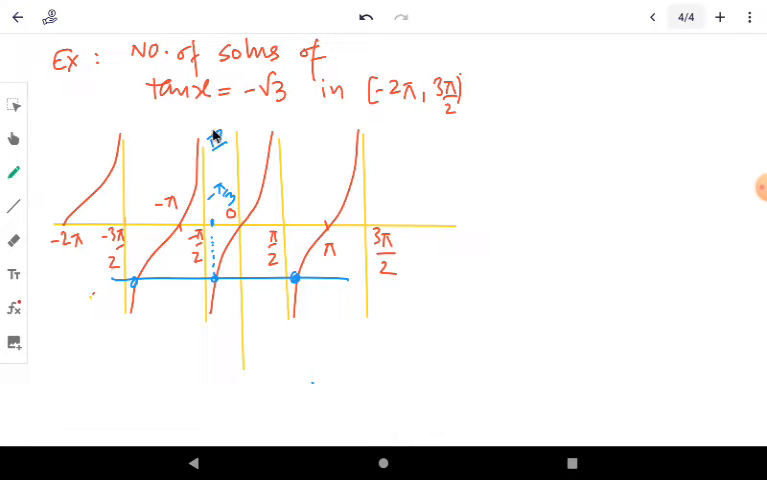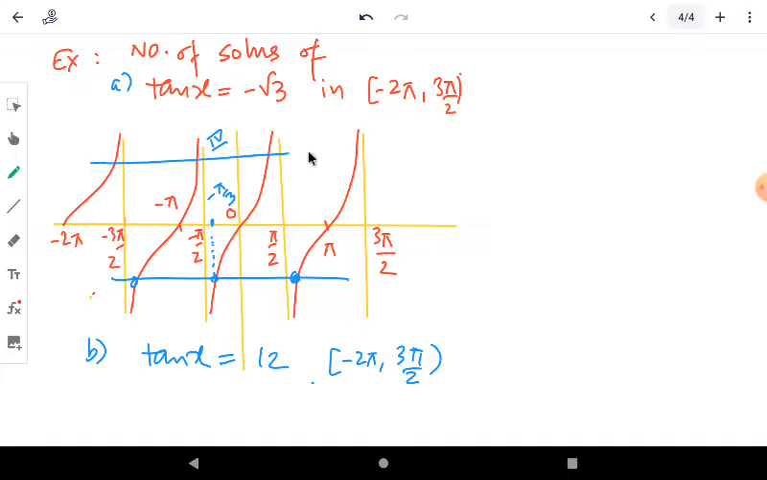Or for example, let's take tan x equals 12 in the same interval, minus 2 pi to 3 pi by 2. So we will draw the line y equals 12, guys, like this. As in the previous question there were 3 solutions or 3 intersection points. In this case the number of solutions would be, as you can see here, 1, 2, 3 and 4. So for B the answer is 4 and for A we got the answer as 3, guys.